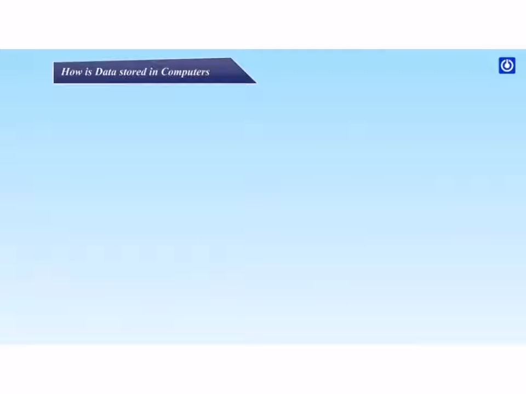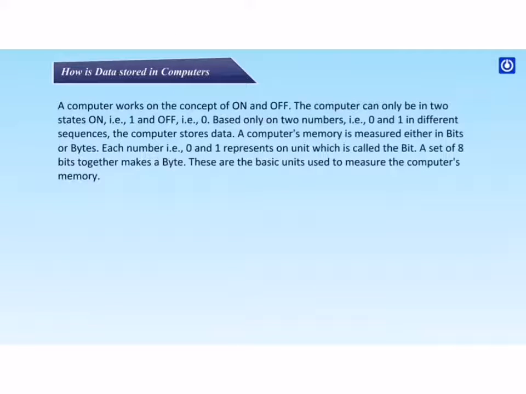How is data stored in computers? A computer works on the concept of on and off. The computer can only be in two states: on, that is 1, and off, that is 0. Based only on two numbers, that is 0 and 1, in different sequences, the computer stores data.